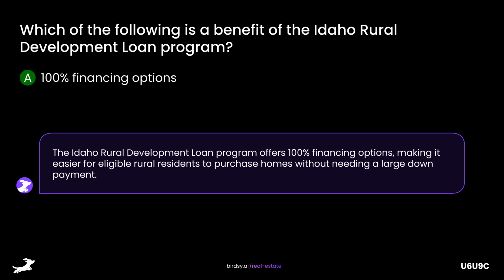The Idaho Rural Development Loan Program offers 100% financing options, making it easier for eligible rural residents to purchase homes without needing a large down payment.